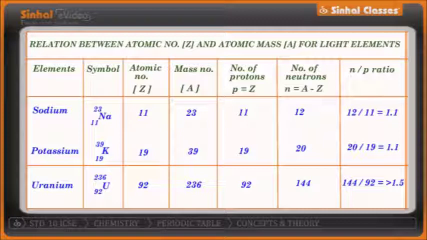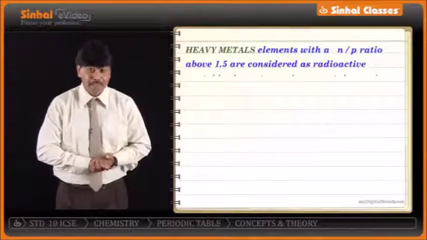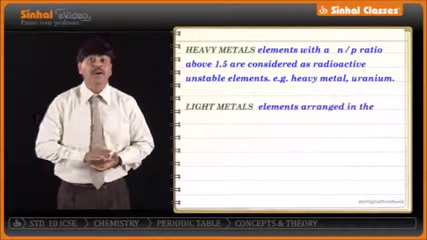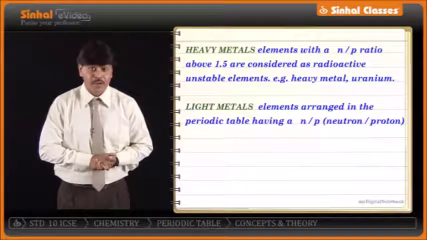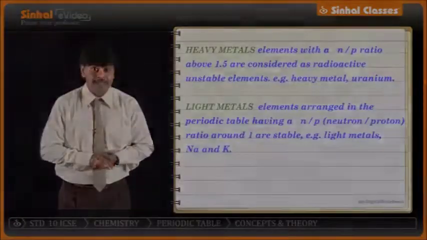If the neutron to proton ratio, that is n by p, comes out to be 1, then it is highly stable. For example, if we take sodium, potassium and lighter elements, more or less the number comes to 1. And for heavy metals, the n by p ratio goes above 1.5, so it becomes a radioactive element which starts emitting radiation, which is very dangerous.